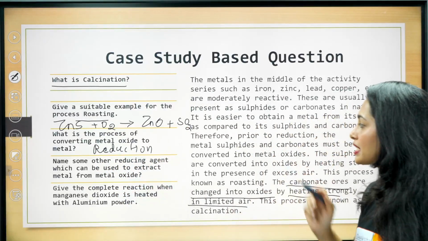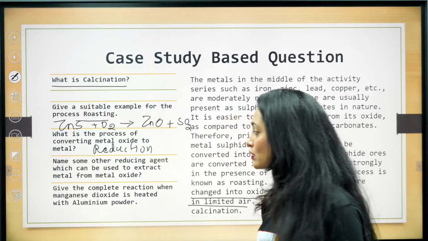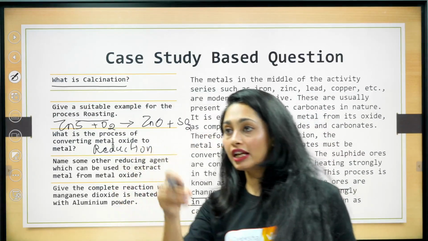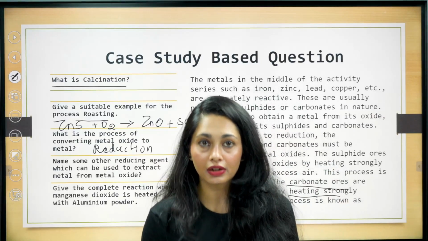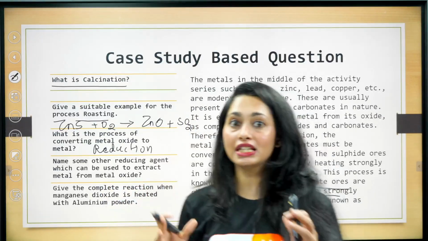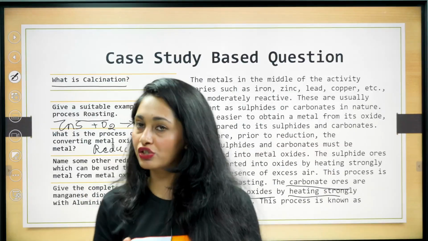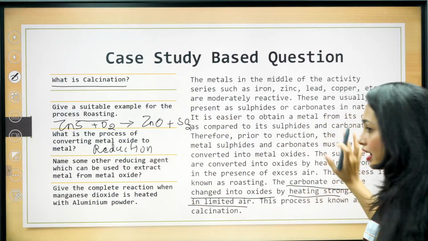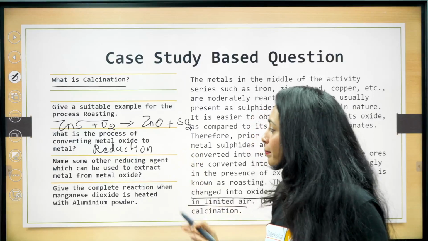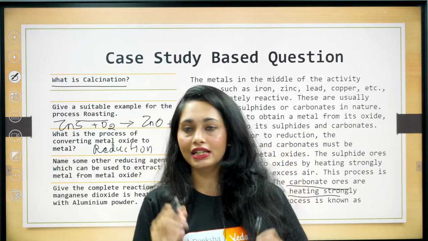Okay, and name some other reducing agent which can be used to extract metal from metal oxide. So along with coke, along with hydrogen, these are reducing agents. So this is where you need to apply your knowledge. This is not mentioned in the paragraph, but you need to recall these concepts.